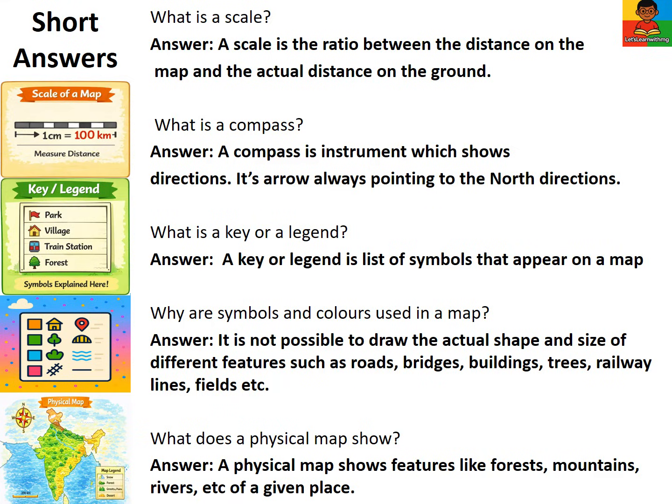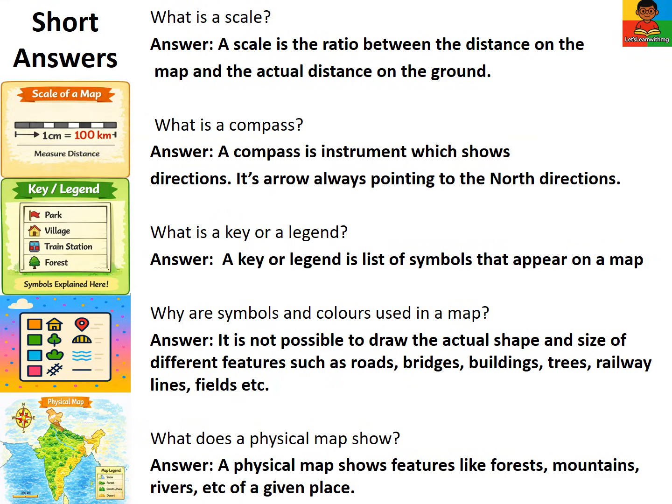Let's continue with short answers. What is a scale? A scale is the ratio between the distance on the map and the actual distance on the ground. What is a compass? A compass is an instrument which shows directions. Its arrow always points to the north direction. What is a key or legend? A key or legend is a list of symbols that appear on a map.